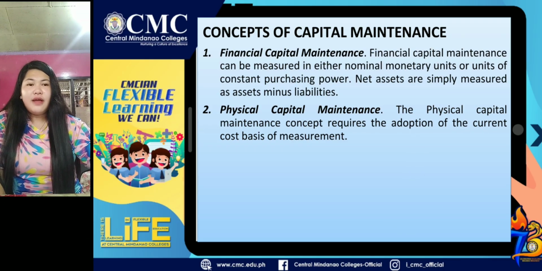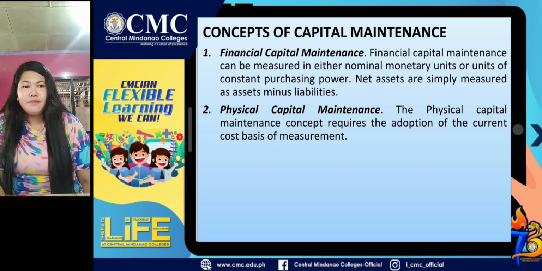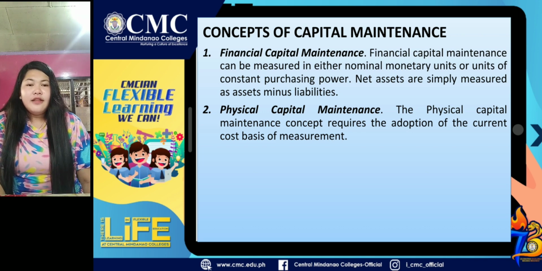The concepts of capital maintenance. The first one is the financial capital maintenance. Financial capital maintenance can be measured in either nominal monetary units or units of constant purchasing power. Net assets are simply measured as assets minus liabilities. The second one is the physical capital maintenance. The physical capital maintenance concept requires the adoption of the current cost basis of measurement.